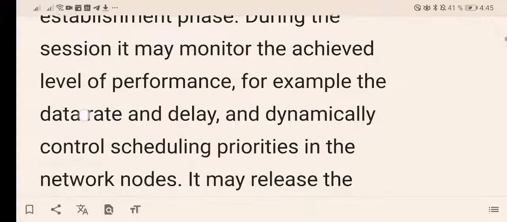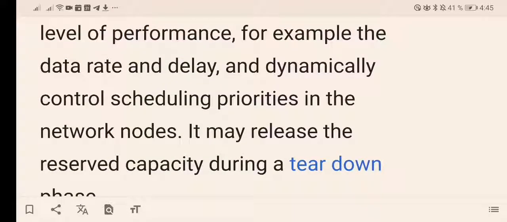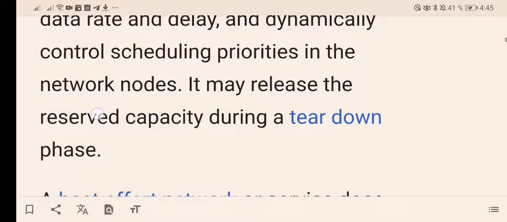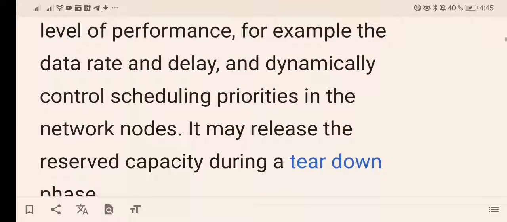Now, during the session, it may monitor the achieved level of performance, for example, the data rate and delay, and dynamically control scheduling priorities in the network nodes. All right, and so that's where we start having different mechanisms. We start having weighted fair queuing. We can start having class-based weighted fair queuing, and then low latency queuing, which is LLQ.